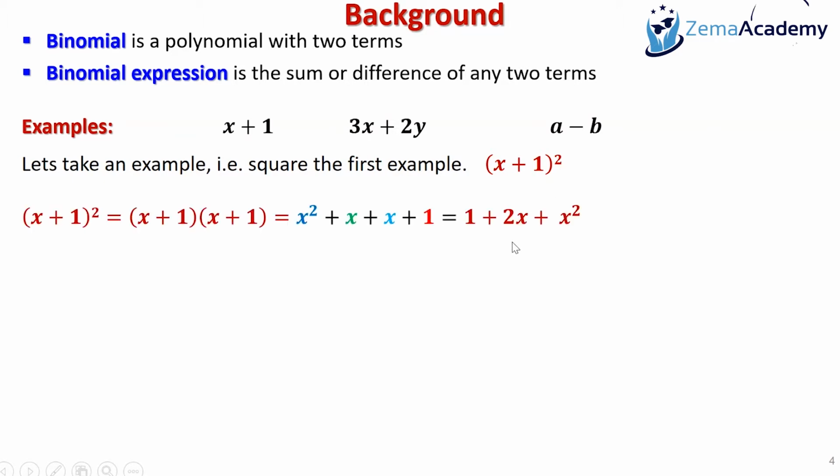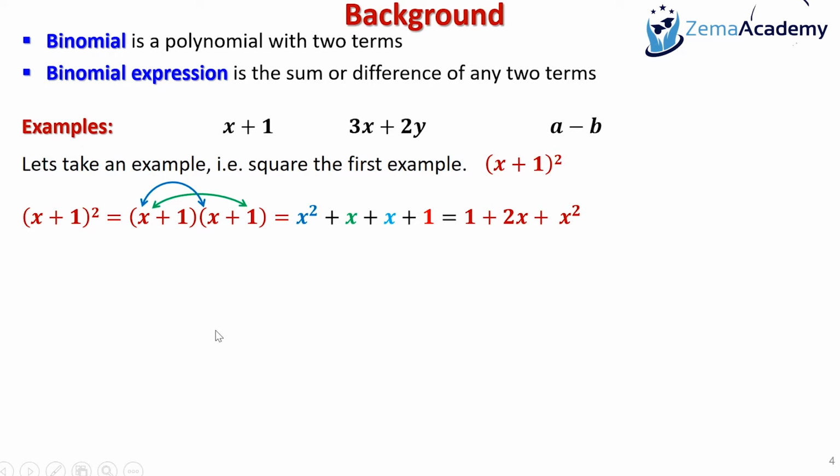Now, all of you know that when you have x plus 1 whole square, if I ask you for the answer, you would do simple multiplication. That is, x plus 1 whole square means x plus 1 multiplied by x plus 1. And what does that mean? You need to open the bracket and multiply the terms within the brackets. And how did you do that?